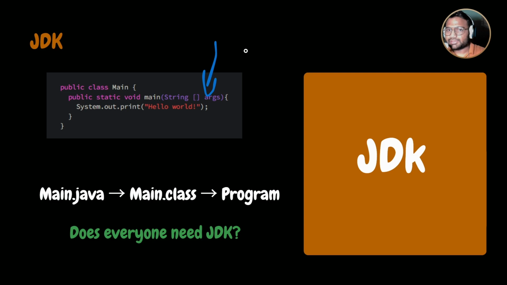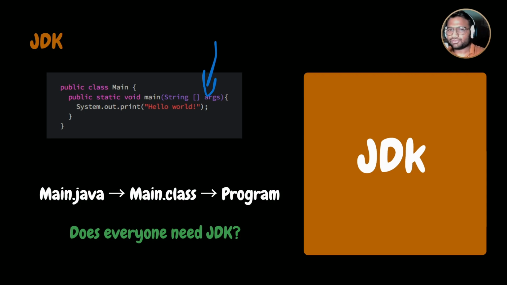So it is the JDK, that is the Java Development Kit, that allows you to recognize the main.java file as code and compile it into main.class, which you can run as a program. Now arises our second question, the program. Do you need a Java development kit to run the program? Because not everyone is a developer.